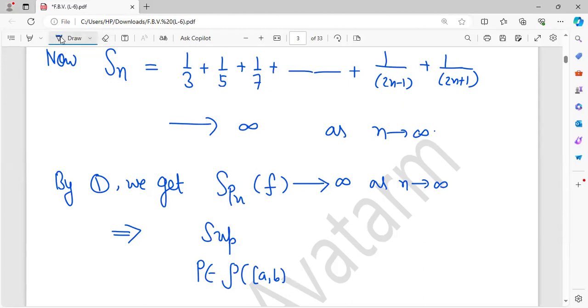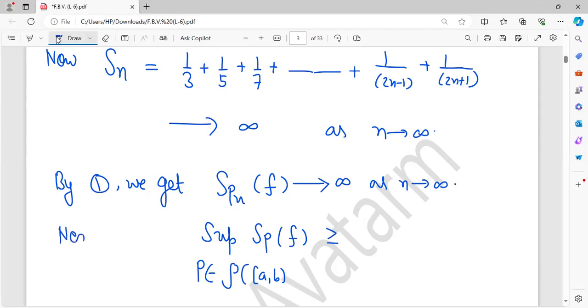Row AB. SPF is greater than. Okay. So this is greater than. So this tends to infinity as intended.